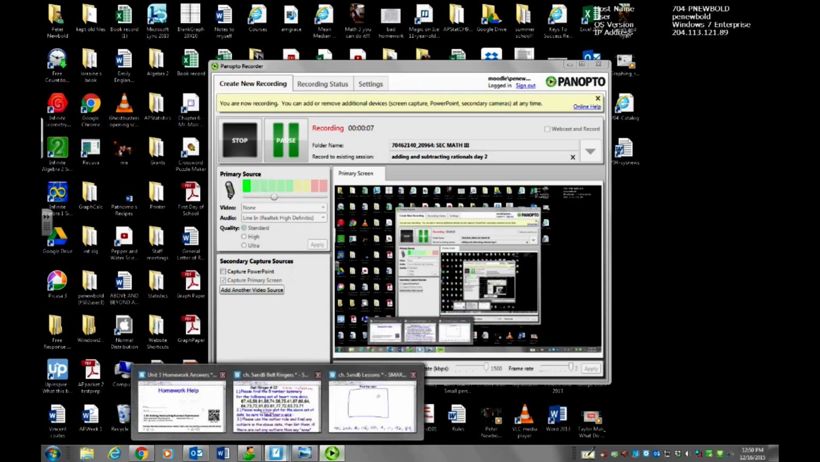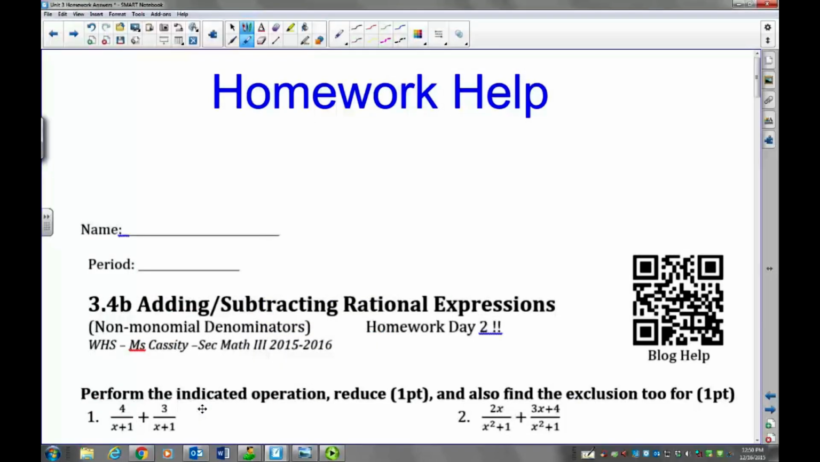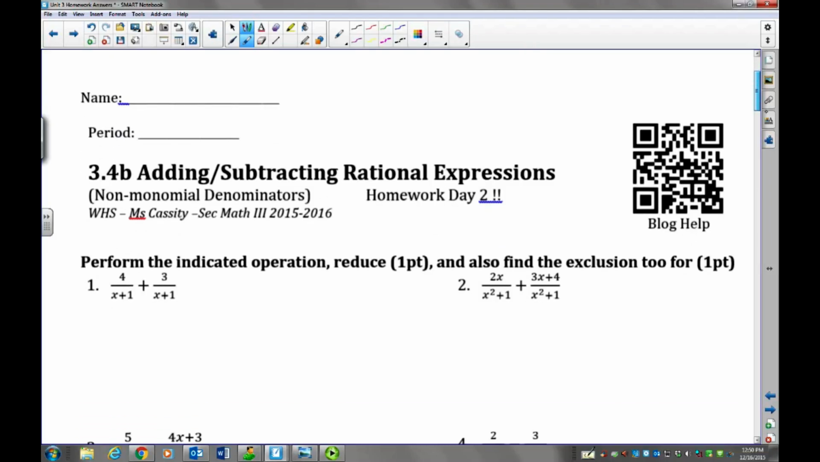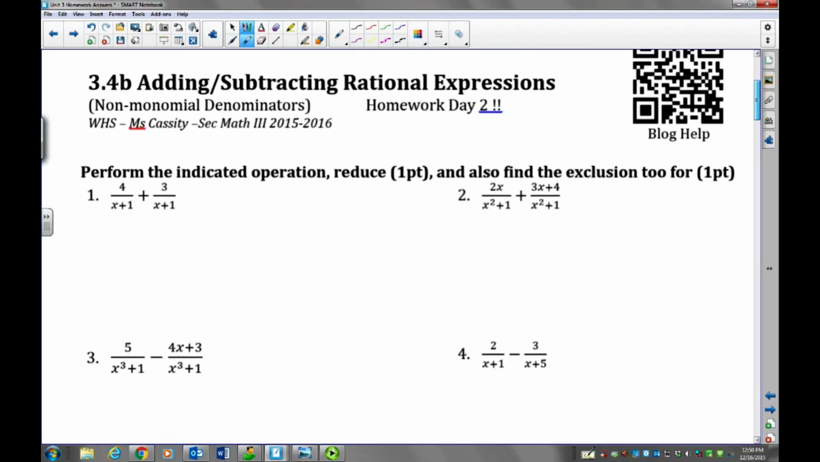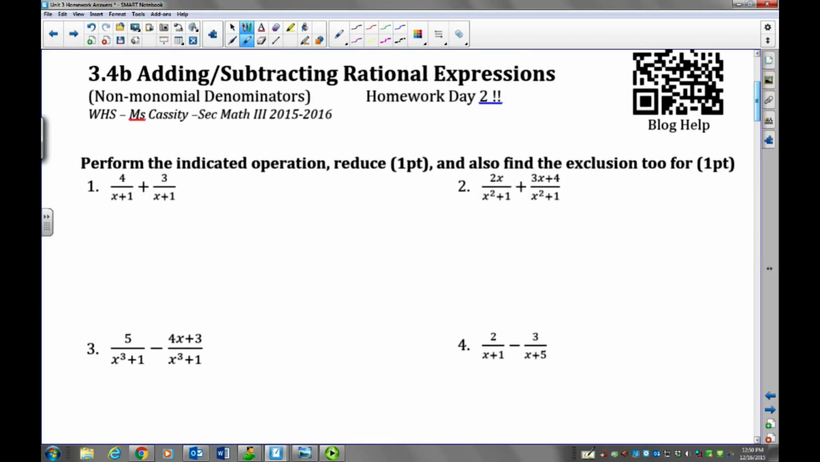We're going to be doing day 2 rationals to help you there. And here we go. So we'll start off with number 1. Basically we're going to be doing denominators that are more than 1. So for example, x plus 1 instead of just x. Still works pretty easy, pretty much the same way there.